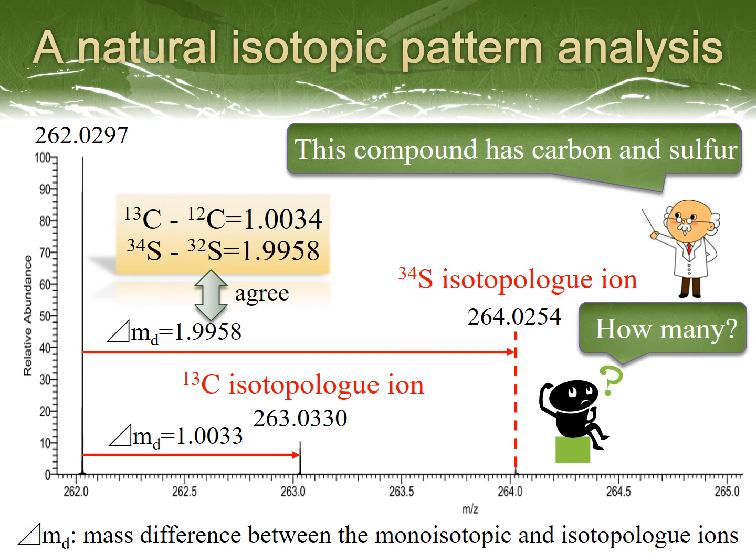264.0254. The difference between this ion and the most abundant ion is 1.9958. This difference corresponds to the mass difference between sulfur-34 and sulfur-32, 1.9958. That is, these ions clearly indicate that this compound has carbon and sulfur atoms. This is a natural isotopic pattern analysis. But the next question is posed. How many carbon atoms and sulfur atoms are in this compound?